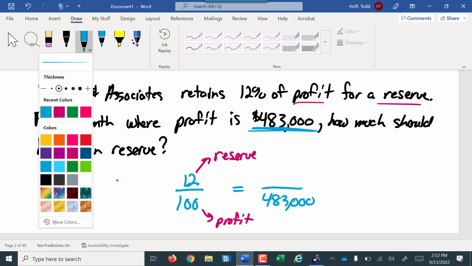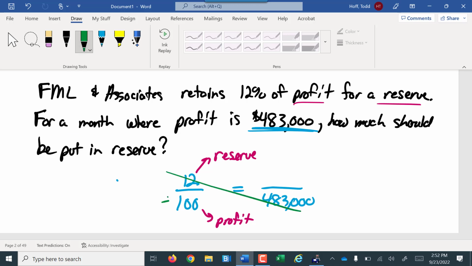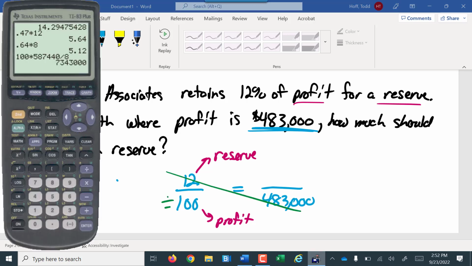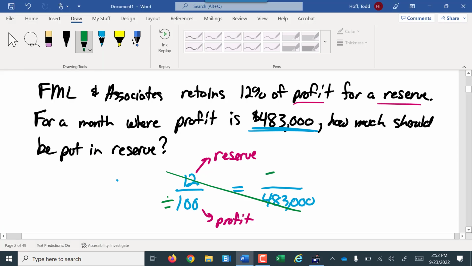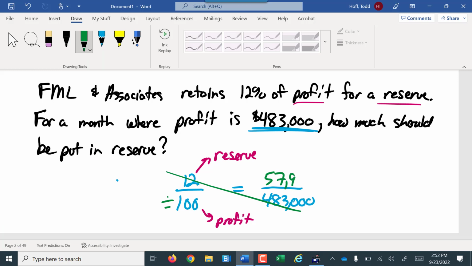And then we'll go ahead and cross multiply and divide. 12 times 483,000 divided by 100. So we get $57,960 that should go in the reserve. Make sense?